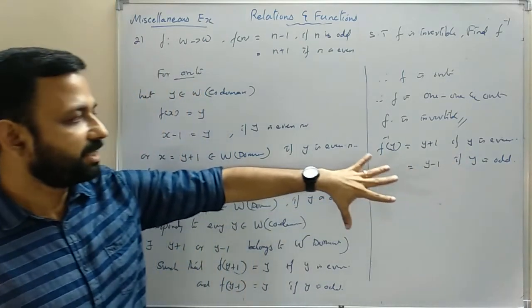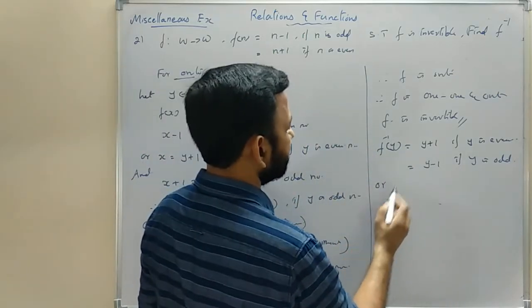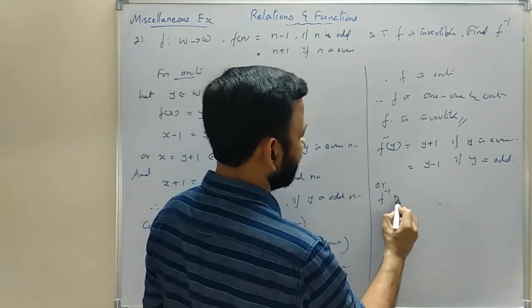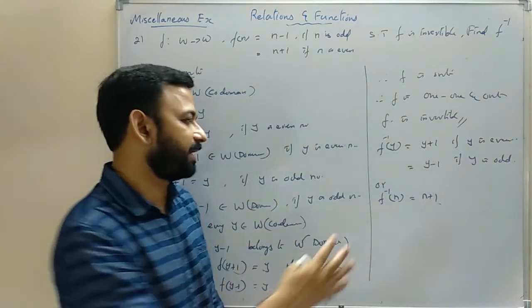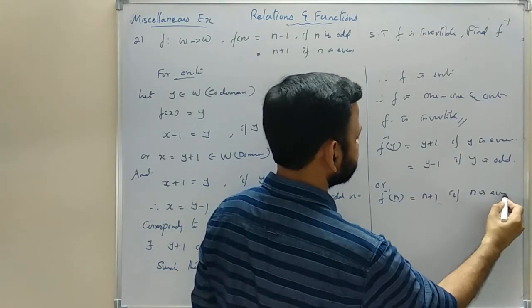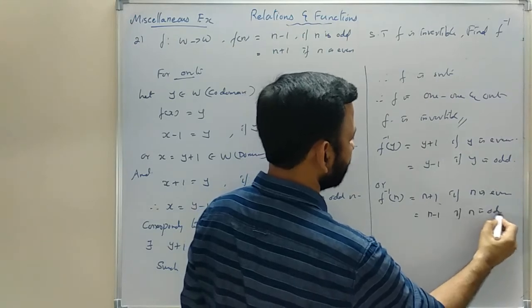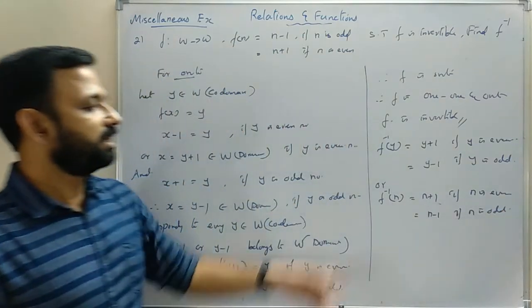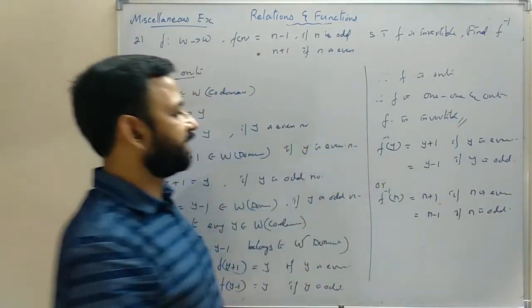And here, when we replace the variable y by n, we can write f inverse n is equal to n plus 1 if n is even and equal to n minus 1 if n is an odd number. So now we can compare f inverse n and f of n.